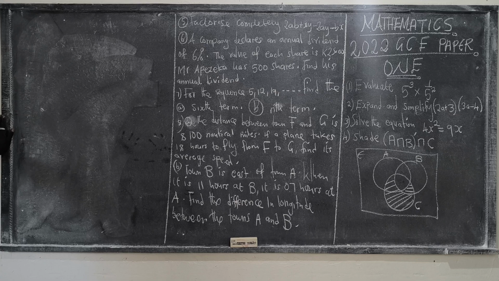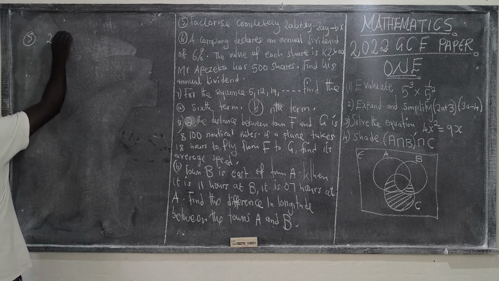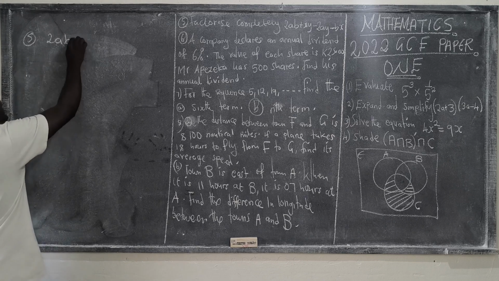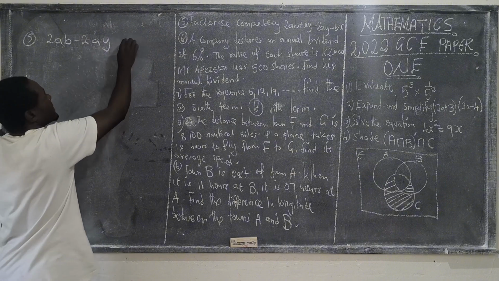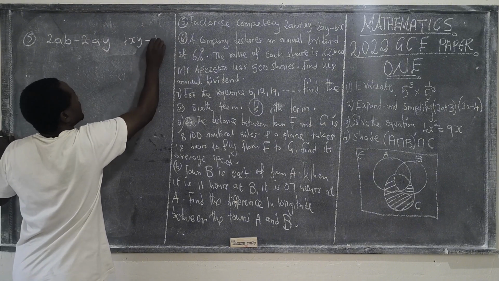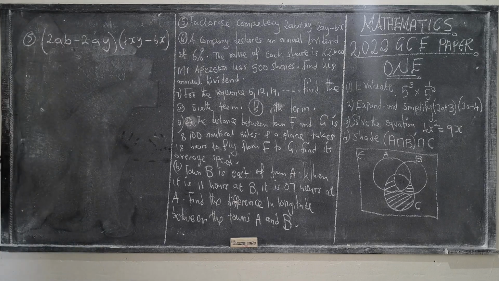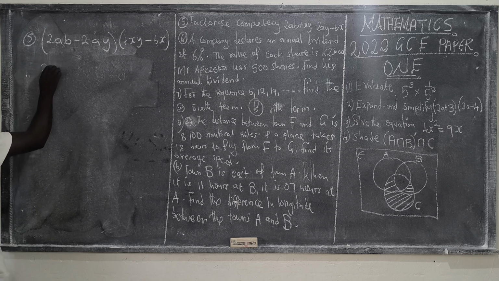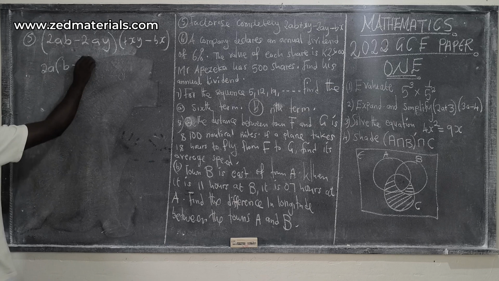So first group them. So this is question 5. You're going to have 2ab, then minus 2ay, then plus xy minus bx. So group them into 2 like this. From there, what is common in the first bracket? It is 2a. So you say 2a, open the bracket, you have b minus y, close the bracket.